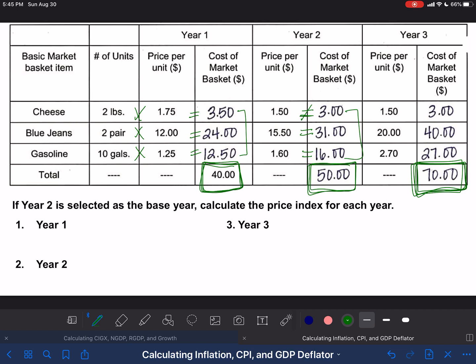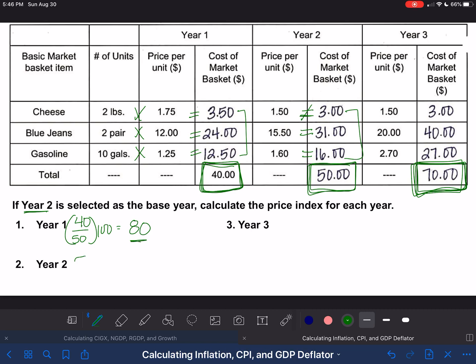So now we're going to use these market baskets to determine our consumer price index number. That's just the market basket of the given year over the market basket of the base year. So our given year is year 1, and year 2 is the base year. So this is going to be 40 over 50 times 100, which will equal 80. So the CPI for year 1 is 80.